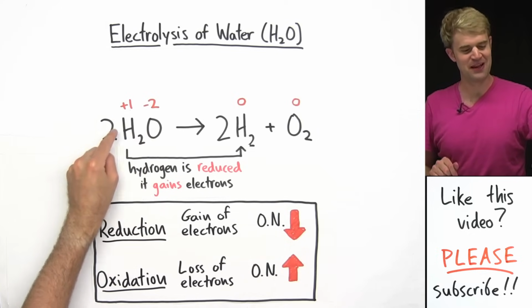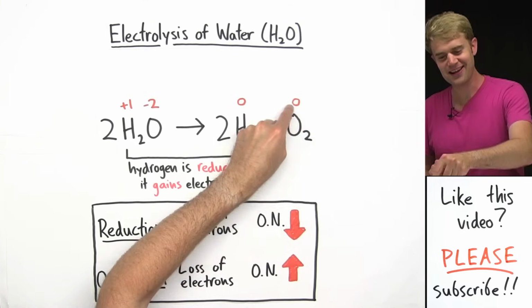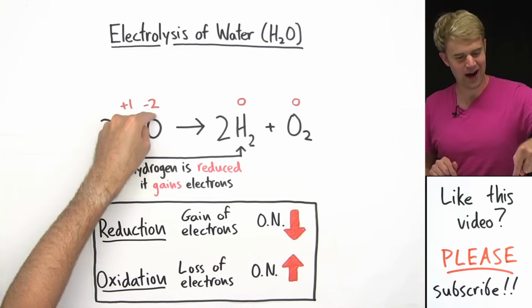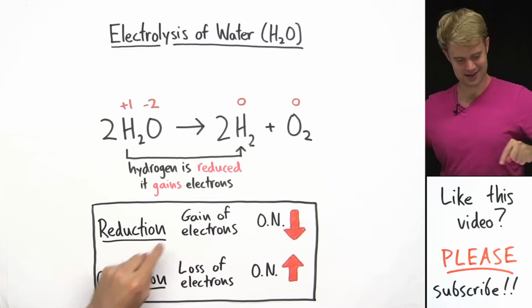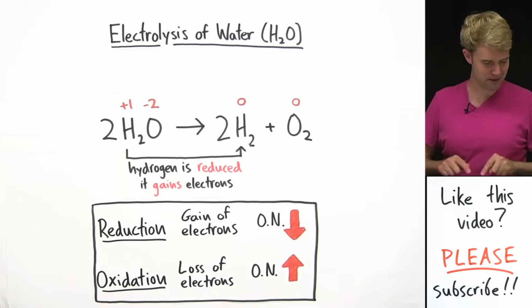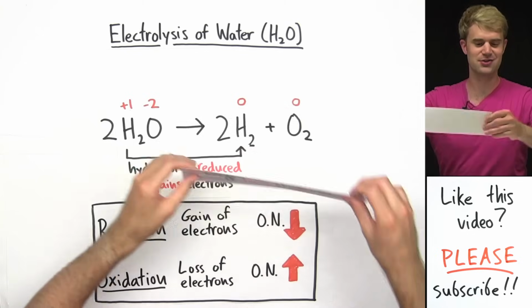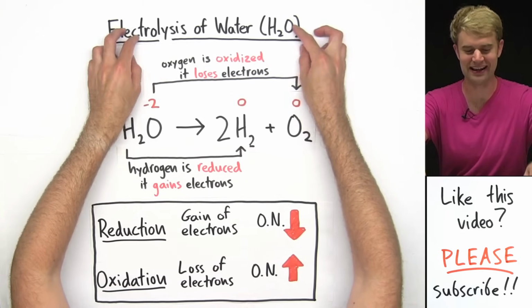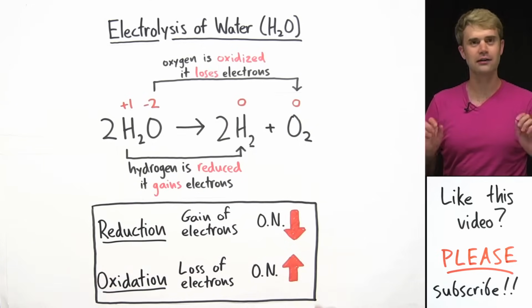Oxygen over here is -2, and then on the right side of the equation, it is 0. So oxygen's oxidation number is going up from -2 to 0. Oxidation number going up, that means it is undergoing oxidation, which is loss of electrons. So oxygen is being oxidized. It is losing electrons here.